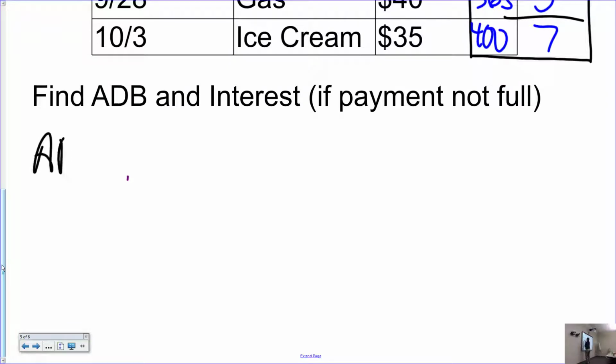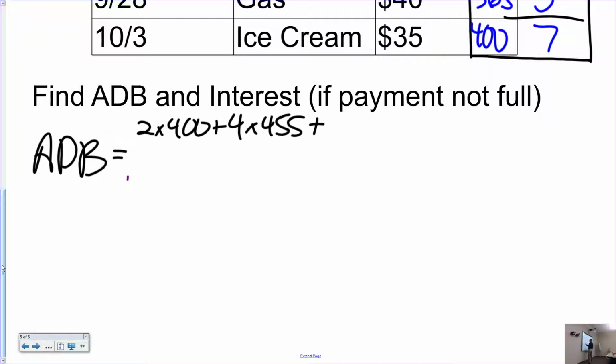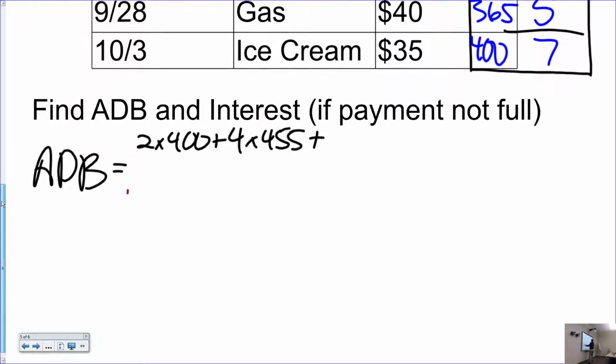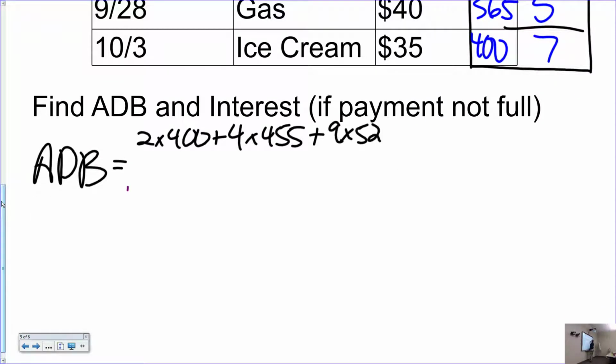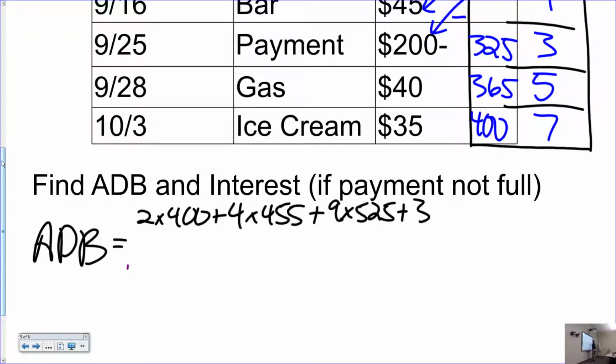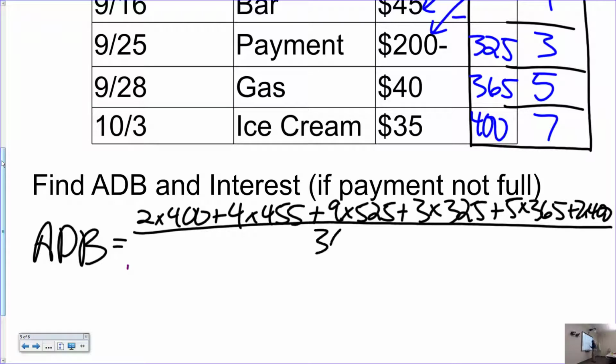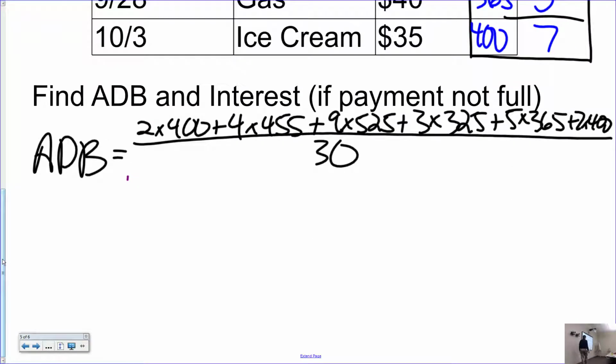The average daily balance: 2 times 400 plus 4 times 455 plus, what was that next number? Oh, 9 times 525, plus 3 times 325 plus 5 times 365 plus 7 times 400, whatever that number is, divide by 30 to get your average daily balance. You got 431.50.